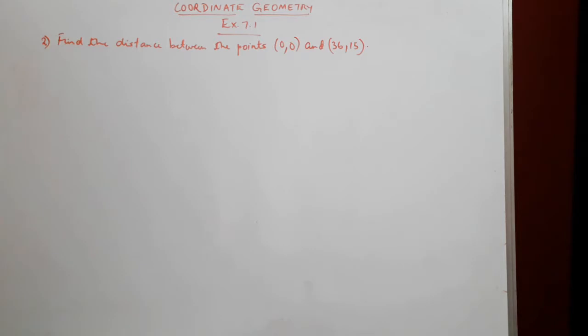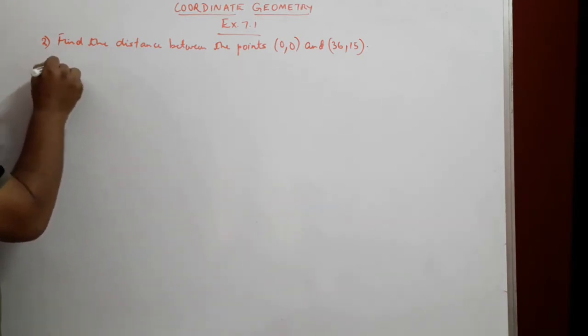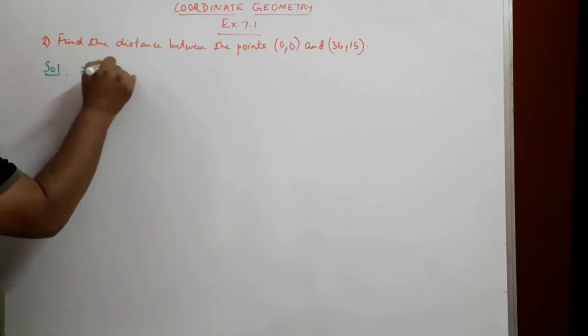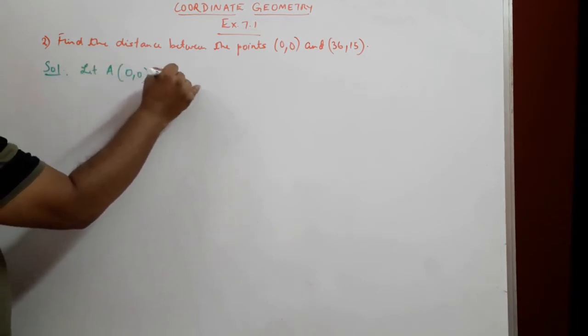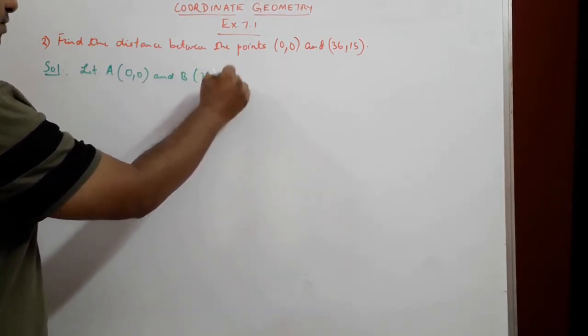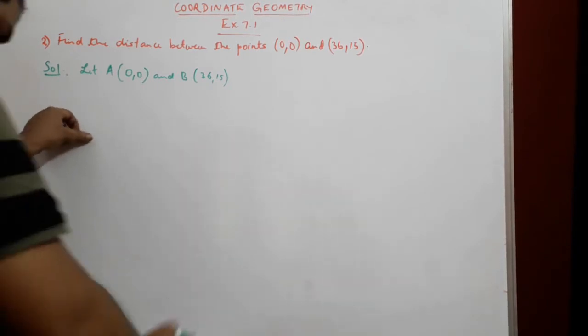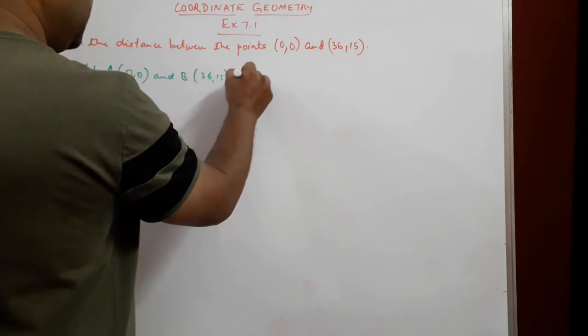Our first question is: find the distance between the points (0, 0) and (36, 15). So let us apply the distance formula between the two. Before we do that, let us assume those points. Solution: let A (0, 0) and B (36, 15) be the given points.